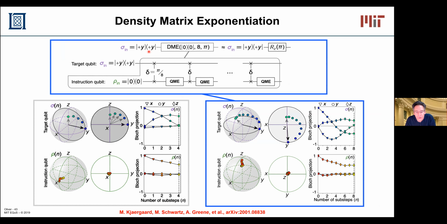Now in this case, we start on the y-axis, but we rotate around the z-axis just to show that you can use a different axis around the equator. And we did this in eight steps to do a pi pulse, okay.